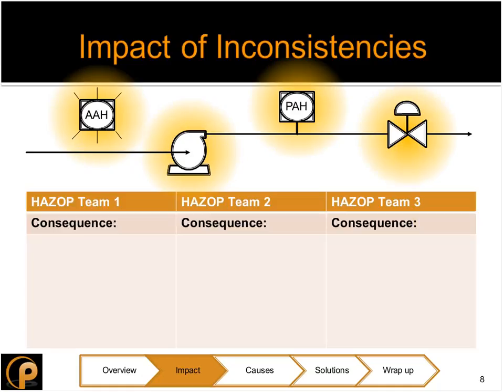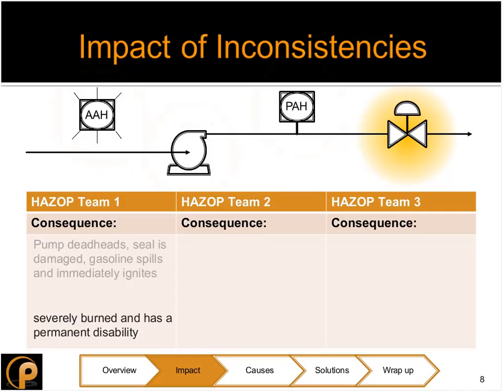Each of the 3 teams looked at this node and tried to come up with a consequence if the discharge valve went closed. HAZOP Team 1 had recently had a very similar experience and saw a seal leak that resulted in a fire. So they came up with the consequence that the pump's going to deadhead, seal gets damaged, and gasoline spill immediately ignites due to the hot seal. In their case, they didn't have a person injured, but they realized that someone, if they had been nearby, could have been pretty severely burnt. So they said that could be a permanent disability.